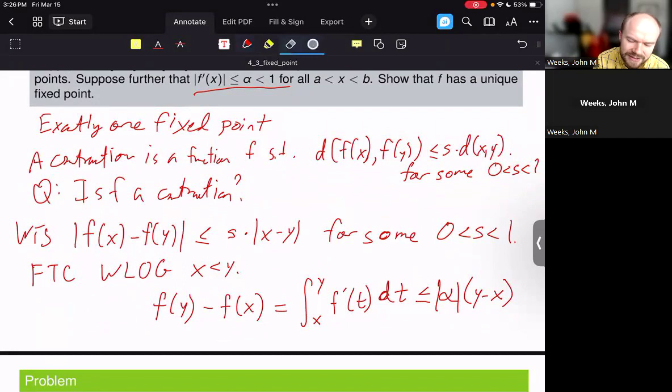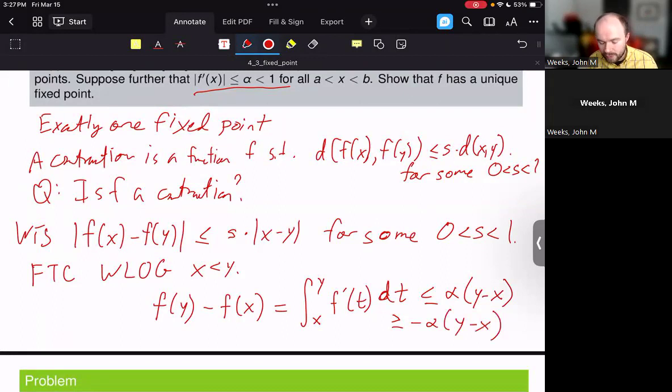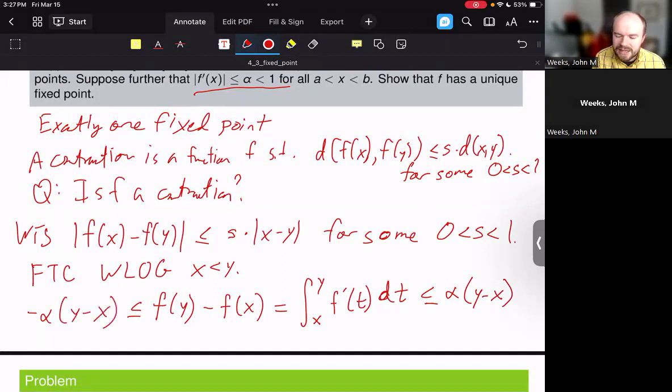Let me go ahead and extend to that other part to get the other side of that absolute value, because I also know that this is going to be greater than or equal to the following. So this is absolutely less than or equal to alpha times this. And this is greater than or equal to negative alpha times y minus x. Connecting these two facts together should help me. Let me write that all in one line here. This should be less than or equal to alpha times y minus x, and greater than or equal to negative alpha times y minus x.